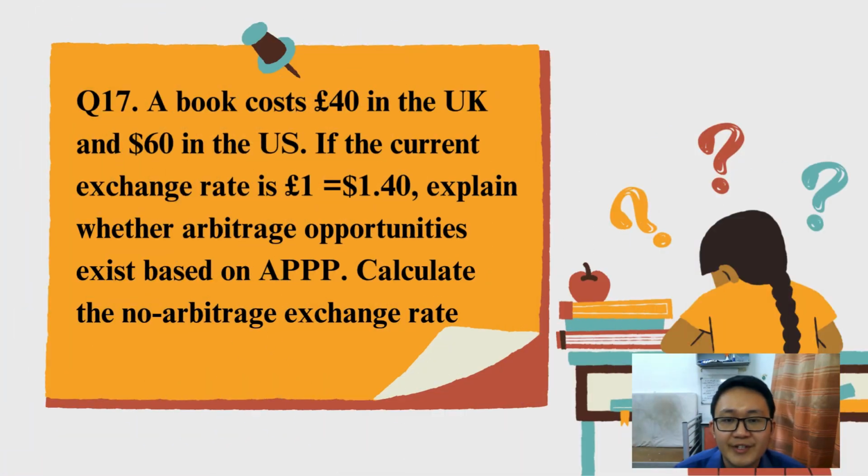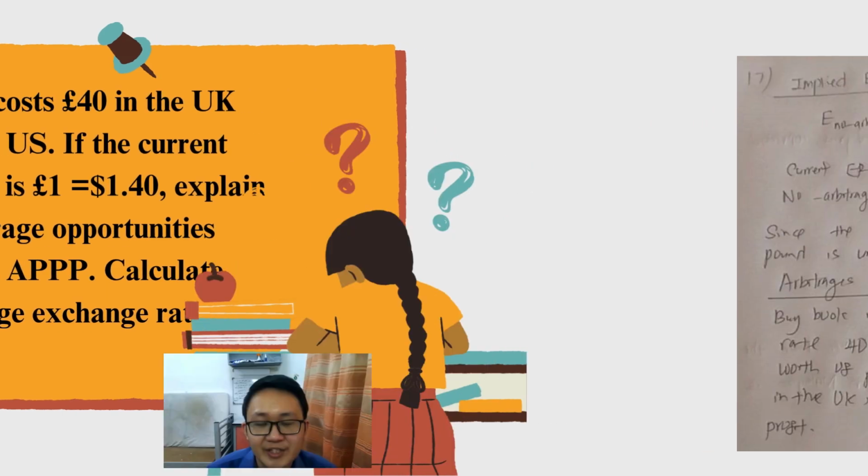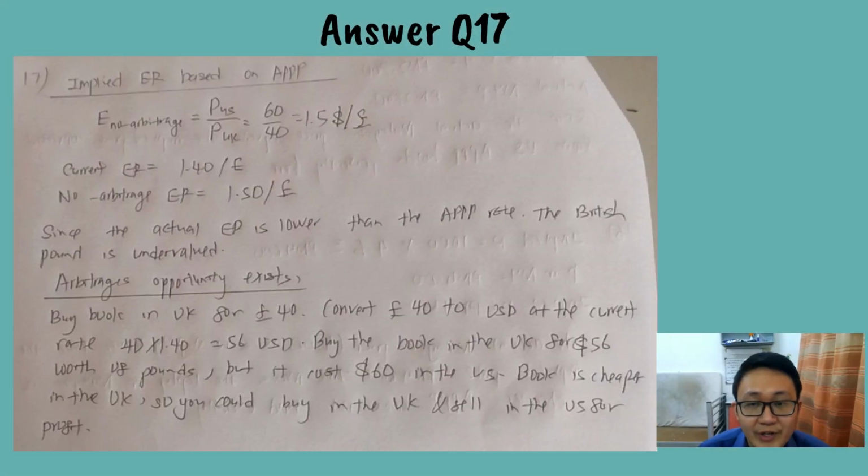Question 17: a book costs £40 in the UK and $60 in the US. If the current exchange rate is £1 equals $1.40, explain whether an arbitrage opportunity exists based on APPP. Calculate the no-arbitrage exchange rate. So this is the answer for question 17. The implied exchange rate based on the APPP is calculated as the US price divided by the UK price, which is 60 over 40, equal to $1.5 per pound.